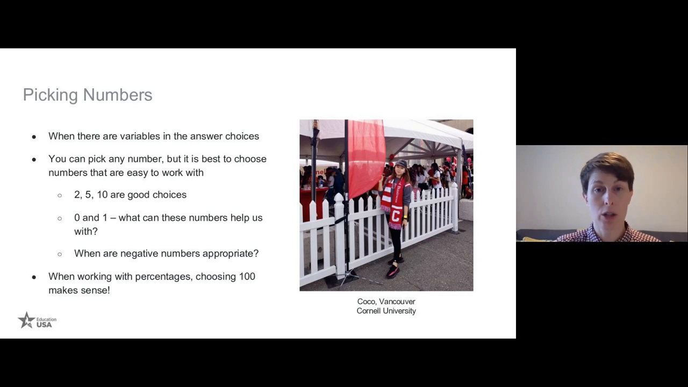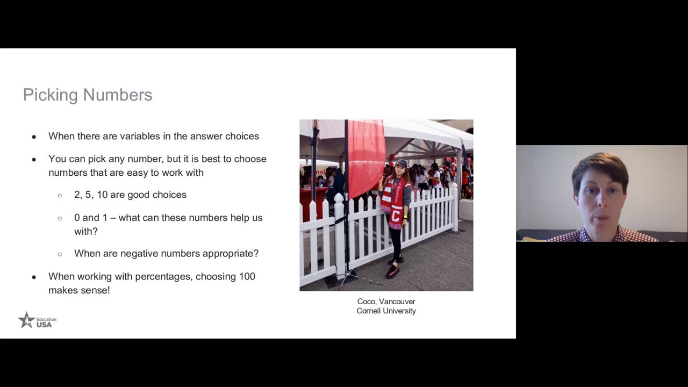You just have to make sure that if you choose a 0 or a 1, that it's fitting within the parameters of the problem that's being given to you. But these numbers can help us. 0 is like super easy to multiply. You know, once you multiply with a 0, it gets rid of everything. And sometimes that can really help us get rid of some wrong answer choices.